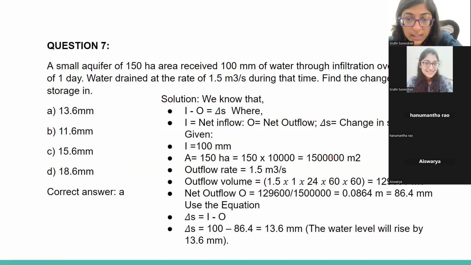So here they have found out the area and they have divided the volume by area to get the depth of outflow. We already have the depth of inflow here. So just inflow minus outflow and you get 13.6 mm. So the water level is going to rise by 13.6 mm. I'm sorry, I got confused a bit over here. So please go through this problem on your own when you get the PDF of this file and the video also. So option A is the correct answer.